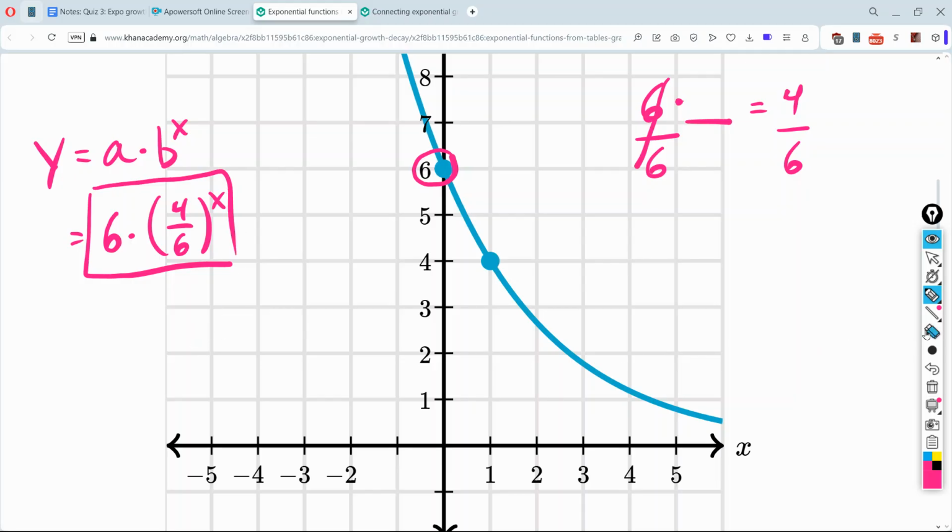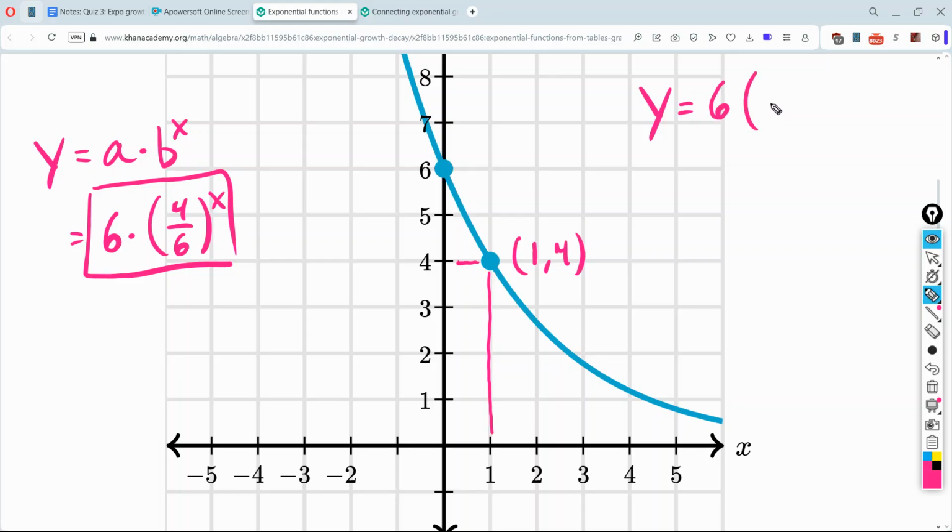All right. Again, if you want to use full-on algebra instead of using my blank space method, we can see that this point right here is that x equals 1 and y equals 4. Okay, x equals 1 and y equals 4. So if you want to do it the algebra way, and you have y equals, and we originally said a is 6 because that's the y-intercept, you're going to have 6 times b to the x.